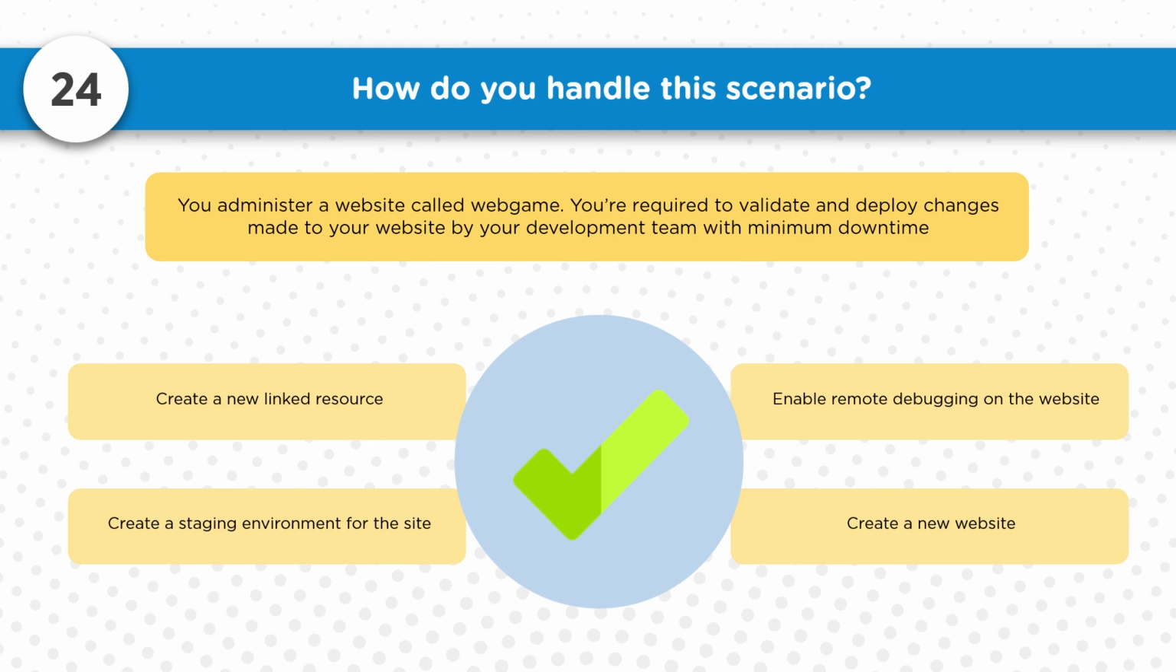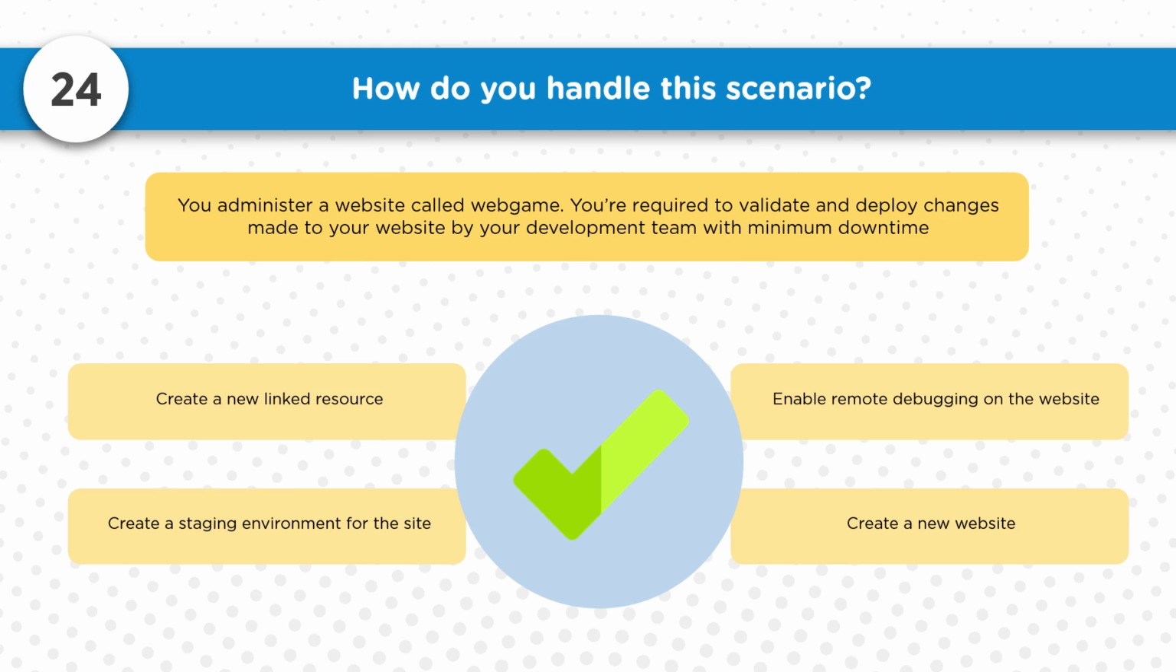Create a new linked resource, create a staging environment for the site, enable remote debugging on the website, and then create a new website. Well, why would you want to create a new website, just to validate the changes? And doing remote debugging is not going to help, because debugging only captures logs of the changes happening. It does not do anything with validating the changes.